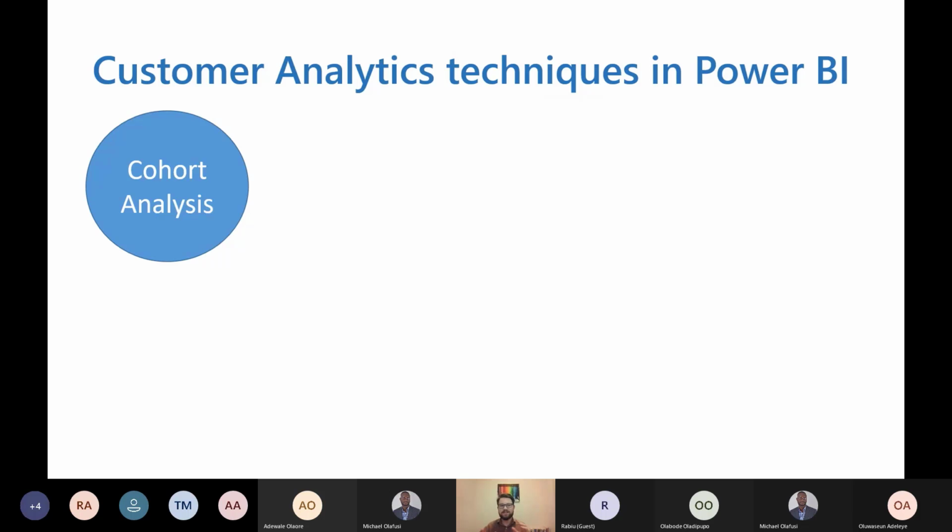So some of these techniques within customer analytics, I'll just go through some of these briefly now. The key one we're going to focus on today is cohort analysis. When we're talking about a cohort, what we're referring to is a group of customers that are usually characterized by some common element to do with time. In this case, we'll be referring to a cohort as a group of customers that started purchasing from a business in a particular month.